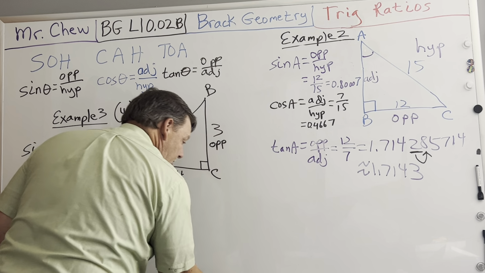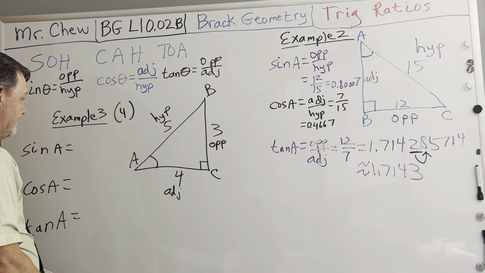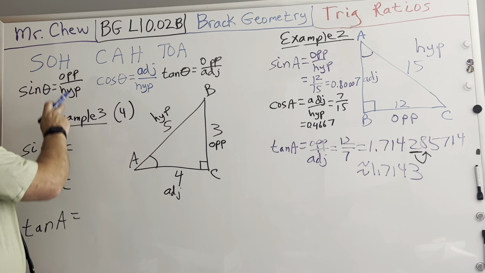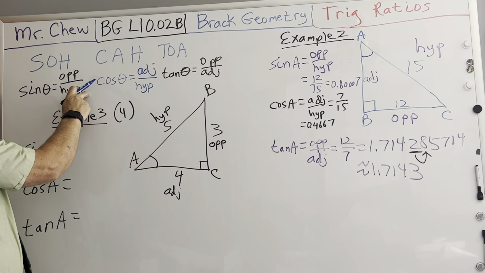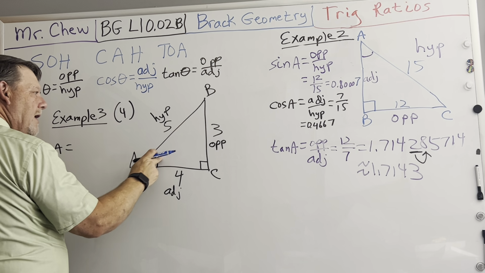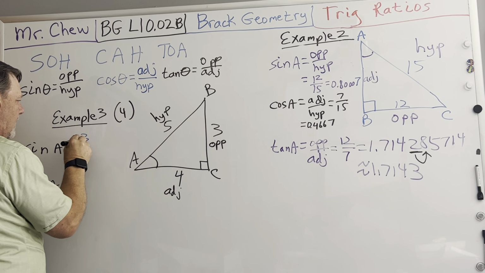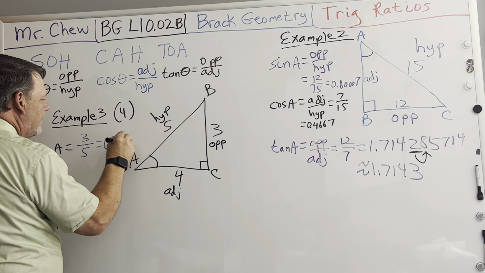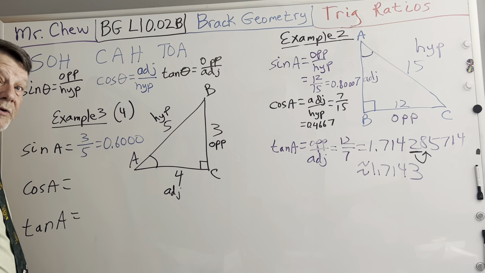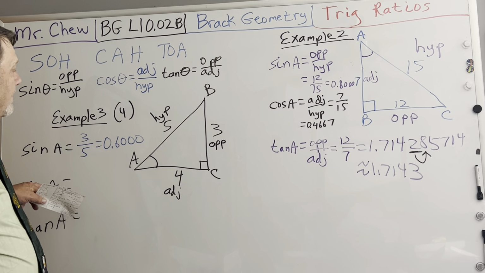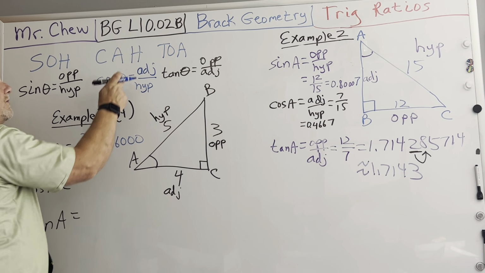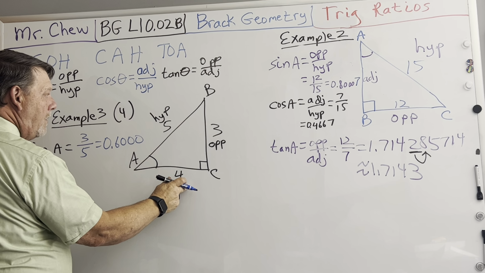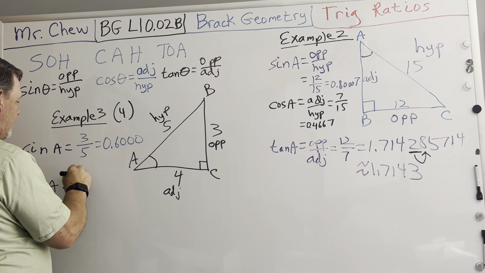I'm going to use different colors because my purple's running out a little bit. So the sine of A, so opposite over hypotenuse. So A's opposite is 3 over 5, which I don't even need a calculator for that. I know that that is 0.600. All right, the cosine of A is CAH, which is adjacent over hypotenuse, adjacent 4 over hypotenuse.